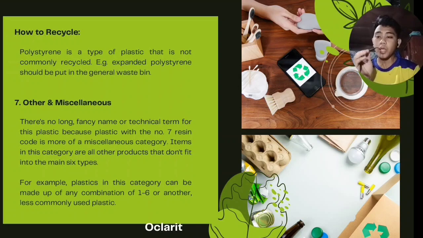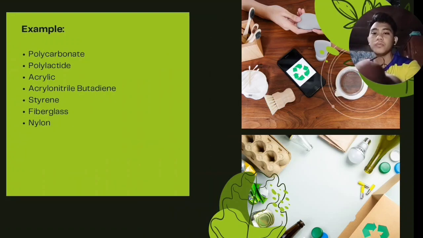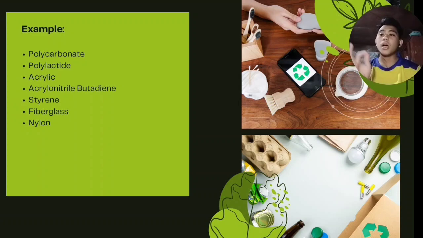Maybe because this type of plastic is a combination of other plastic resin codes. So, for example, plastic in this category can be made up of any combination of 1 to 6 or another less commonly used plastic. So this indicates that this plastic cannot be called one of the first 6 plastic resin codes, because it is a combination of them. For example, codes 1, 2, or 3 are combined to make this plastic, so it is called other and miscellaneous.